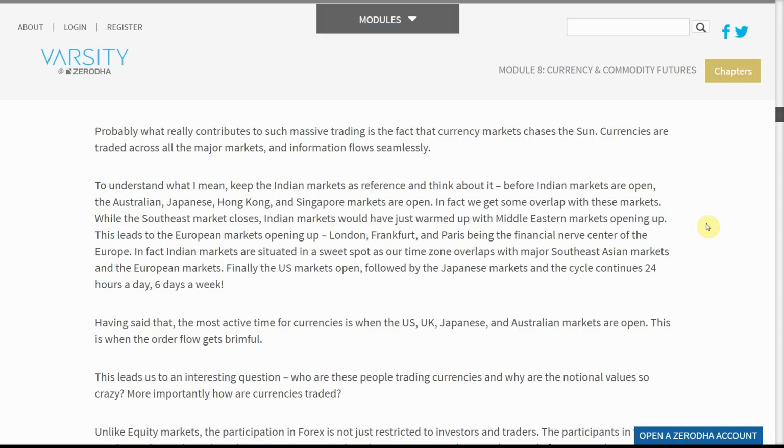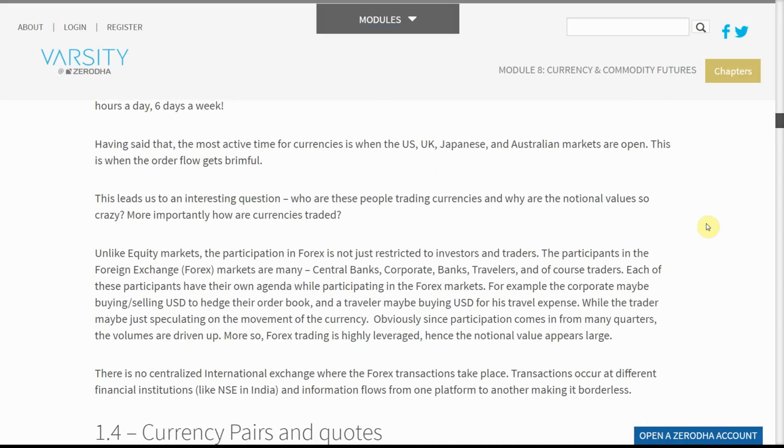In fact, Indian markets are situated in a sweet spot as our time zone overlaps with major Southeast Asian markets and the European markets. Finally, the US markets open, followed by the Japanese markets, and the cycle continues 24 hours a day, 6 days a week. Having said that, the most active time for currencies is when the US, UK, Japanese, and Australian markets are open. This is when the order flow gets brimful.